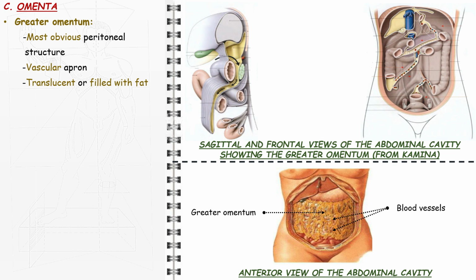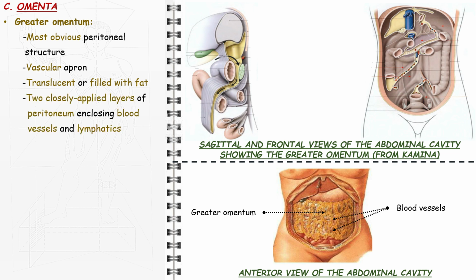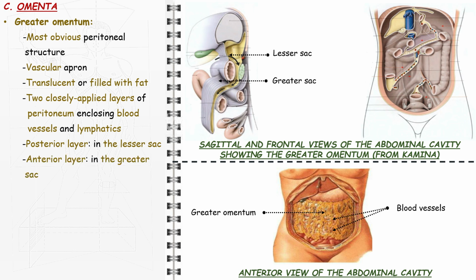off the inflammatory region. The greater omentum consists of two closely applied layers of peritoneum enclosing blood vessels and lymphatics, though strictly speaking it is 4 layers fused together. The posterior inner layer is in the lesser sac, and when traced to the left it reaches the hilum of the spleen. The anterior outer layer is in the greater sac, and when traced to the left it forms the peritoneal investment for the spleen. Note that the two layers of peritoneum, one from the lesser sac and one from the greater sac, connecting the stomach and spleen form the gastrosplenic ligament, and those between spleen and kidney form the lienorenal ligament.